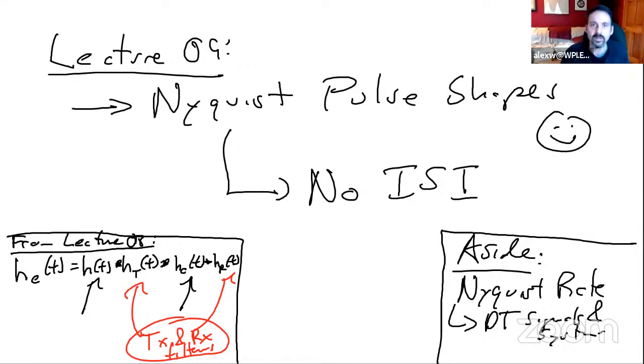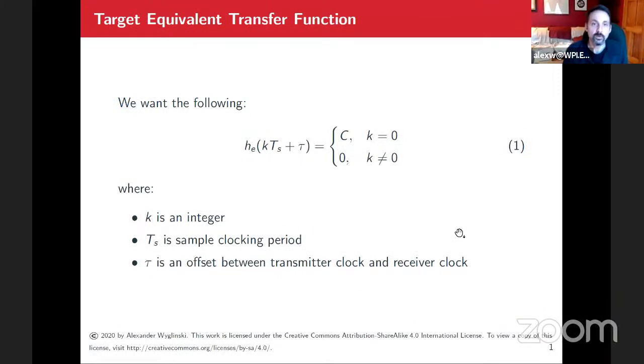Let's go back to the slides. Here, we want a target equivalent transfer function such that, this is the rule that we need to satisfy: if we take that transfer function, that waveform, take a copy of it, and shift it by an integer multiple of the symbol period, and suppose there is some timing offset between transmitter clock and receiver clock.